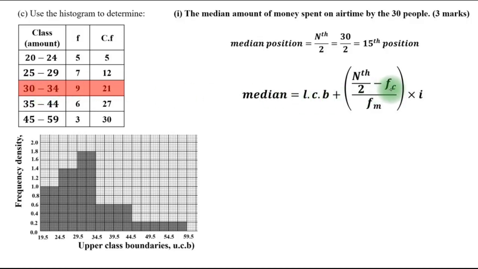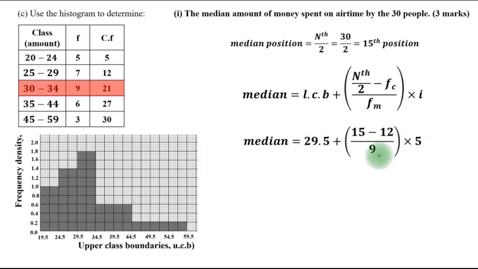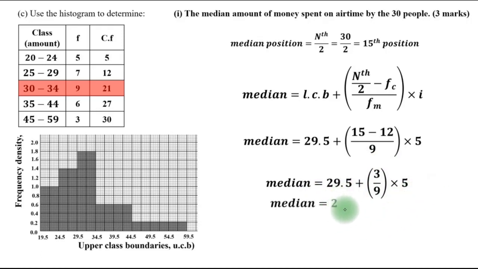then the cumulative frequency preceding the median class is 12, and then the frequency of the median class is 9, and n over 2 is 15. So the median will be 29.5 plus 15 minus 12 over 9 times 5. So we shall get 29.5 plus 3 over 9 times 5, which will be the same as 29.5 plus 1.667. We end up getting 31 shillings 17 cents. Similarly, but the question was asking to use the histogram without using this formula. But for the purpose of this tutorial, I've just explained it.